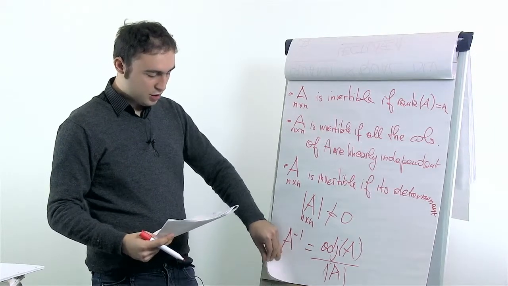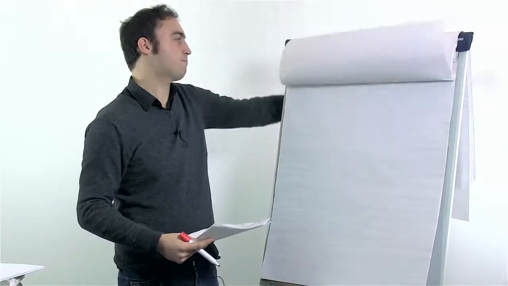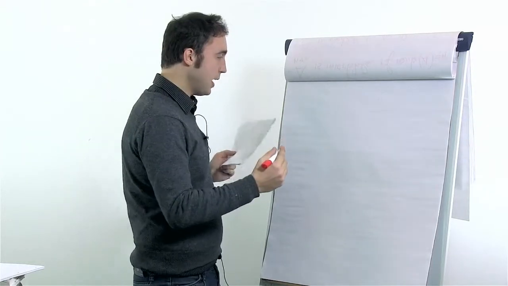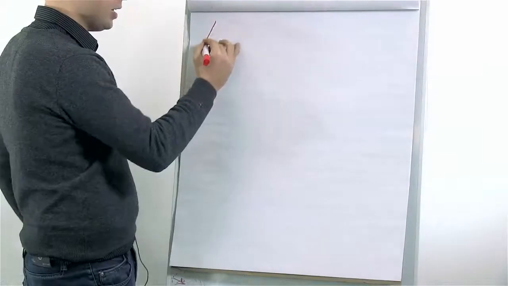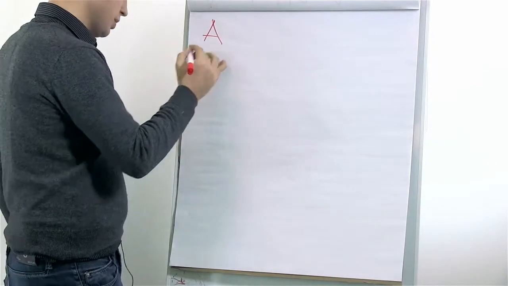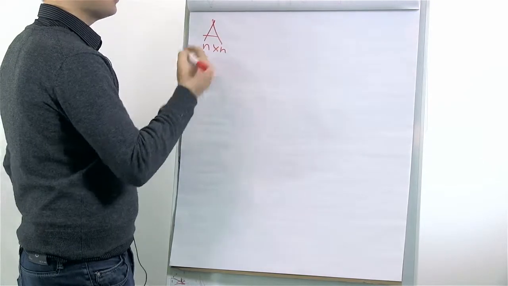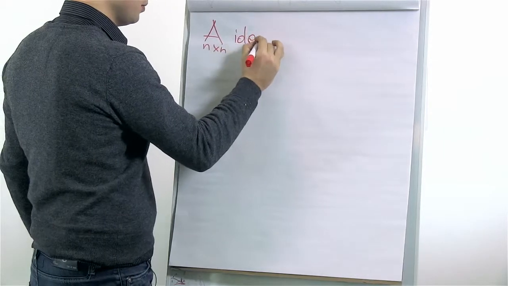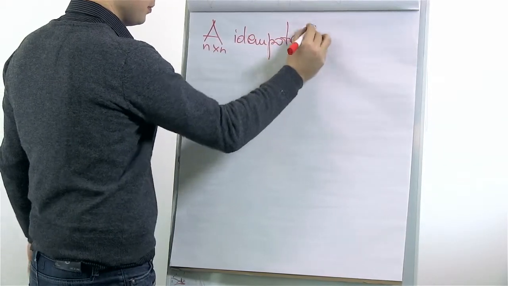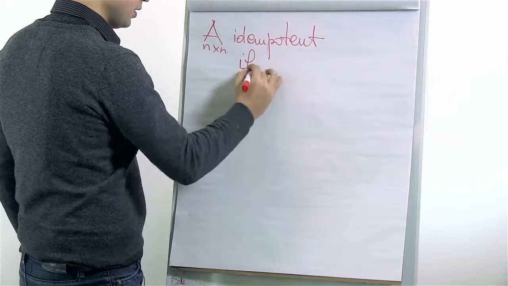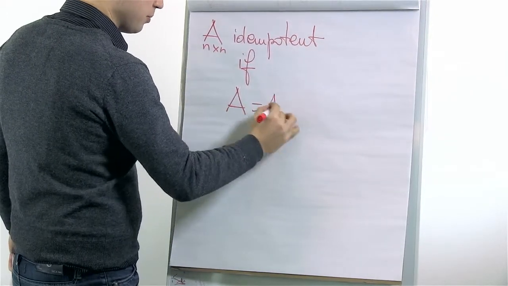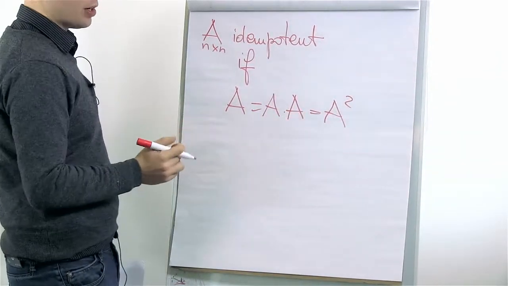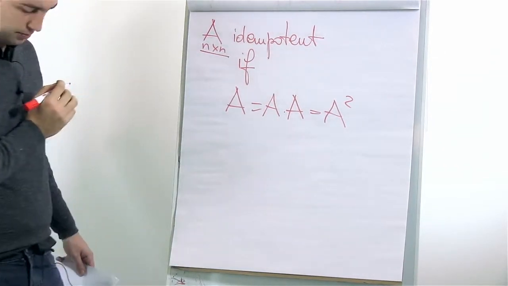And this is what I want to show in this page. Okay, now we can speak about the idempotent matrix. The idempotent matrix A, that is m by n, is idempotent if A is equal to A multiplied by A. Usually we denote this by A squared. Remember that these are square matrices.